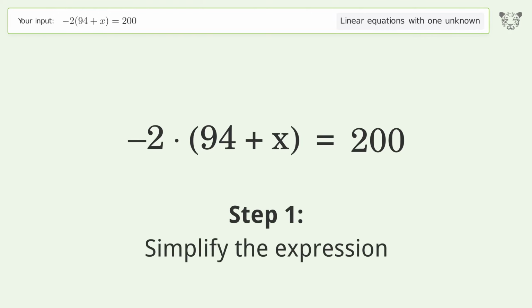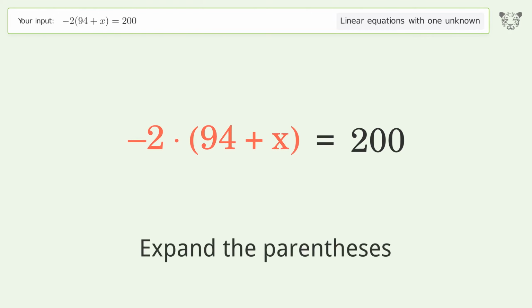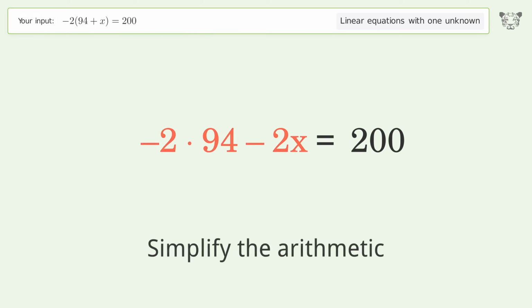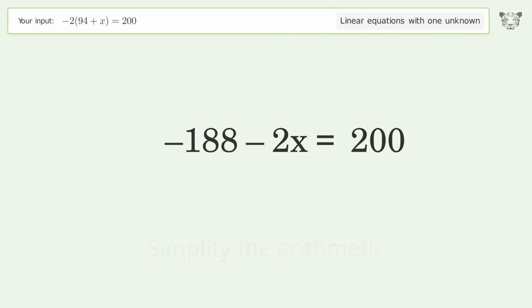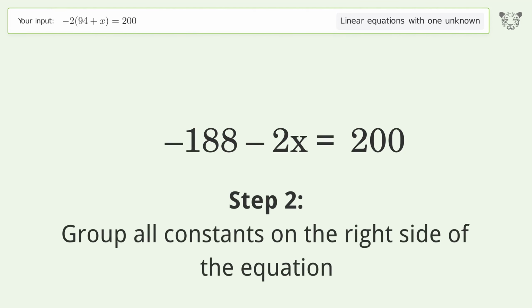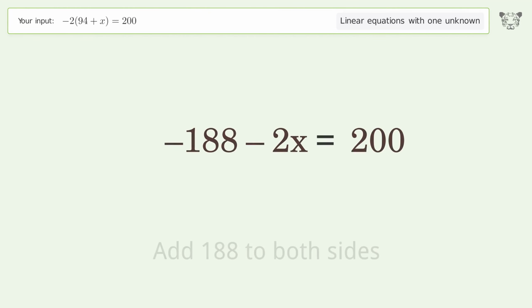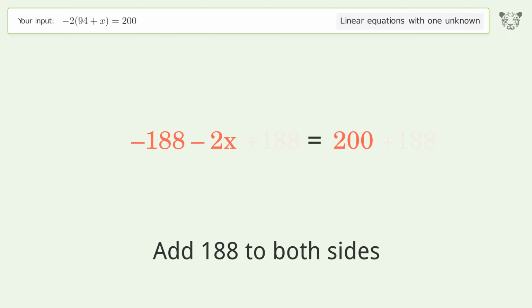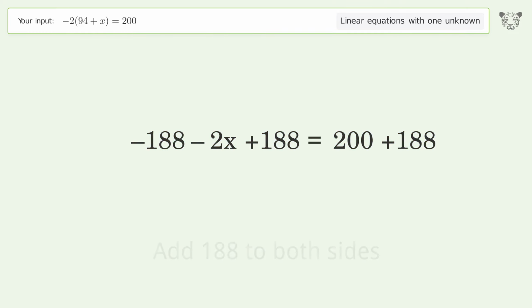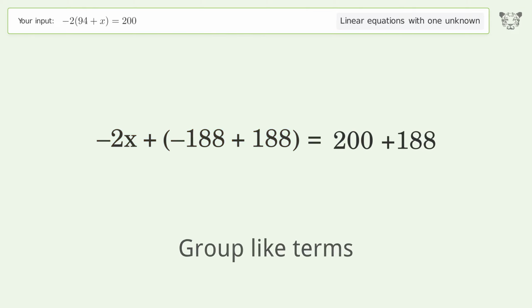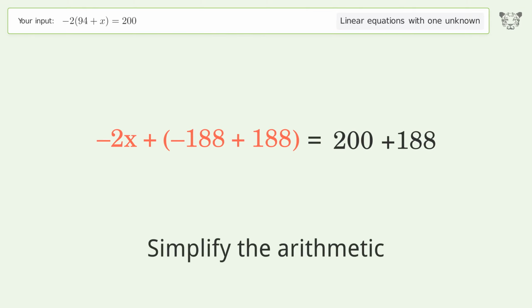Simplify the expression. Expand the parentheses. Simplify the arithmetic. Group all constants on the right side of the equation. Add 188 to both sides. Group like terms. Simplify the arithmetic.